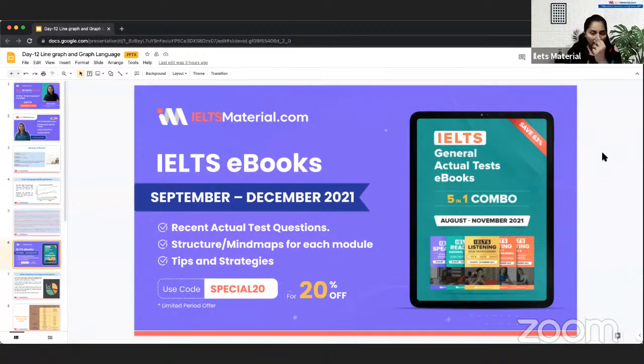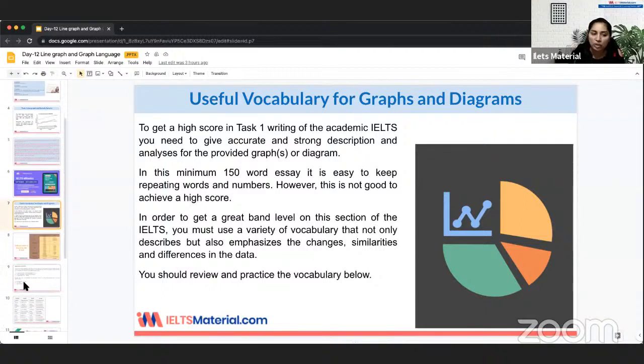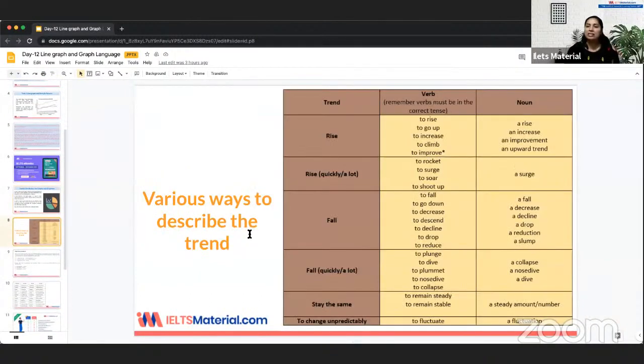Okay, right. Let's take another part where I would explain to you the useful vocabulary for graphs and diagrams. This is not only related to graphs but also diagrams. Let's take up the table directly. This table describes the trend, and what type of verb can be used and what type of noun can be used with the same word.